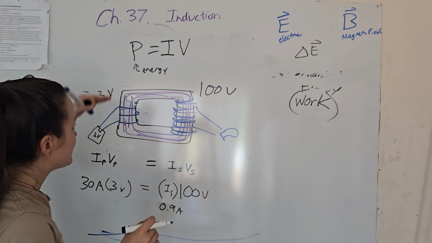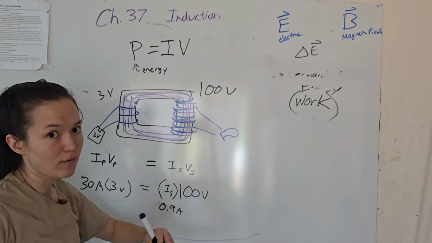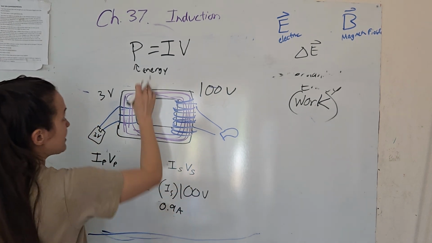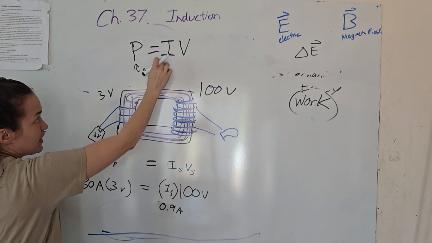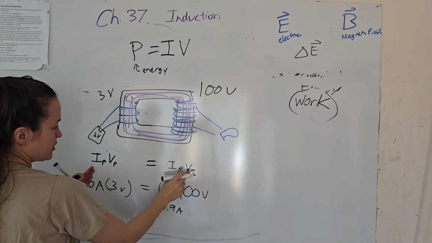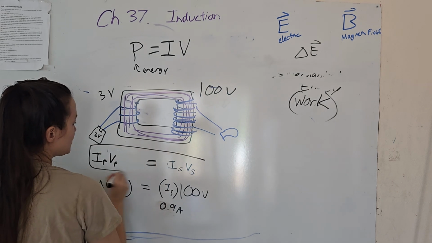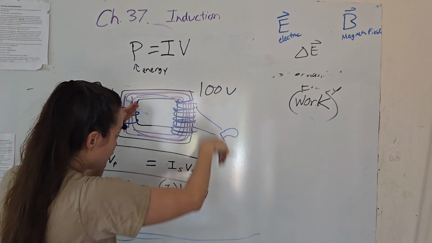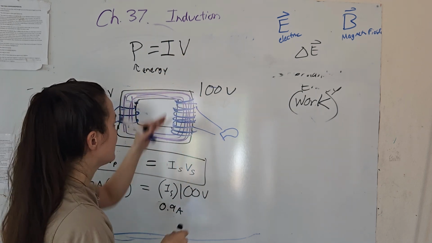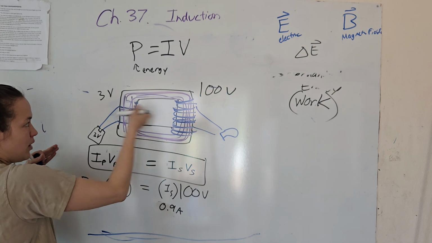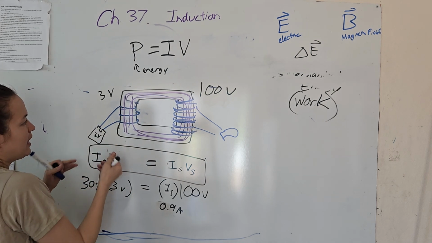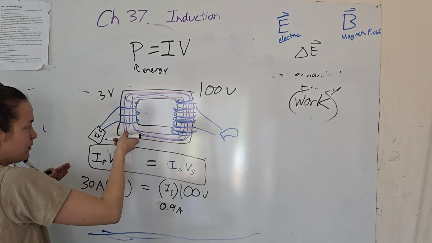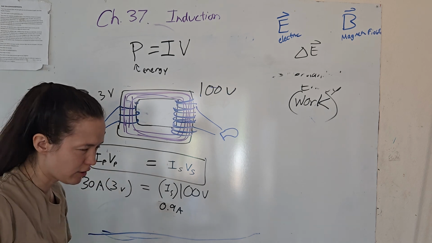When you step down the voltage, all of a sudden your current goes way up because the power has to be conserved. The energy has to be conserved. So this way you'll find out that when it steps up, the current drops. As the voltage goes up, your current drops. And as you step down on this side, you'll see your current goes up.